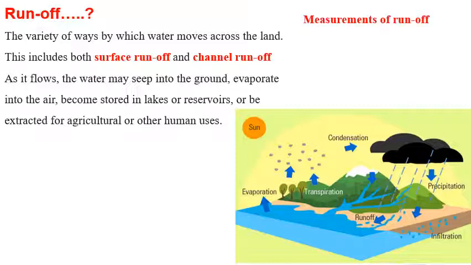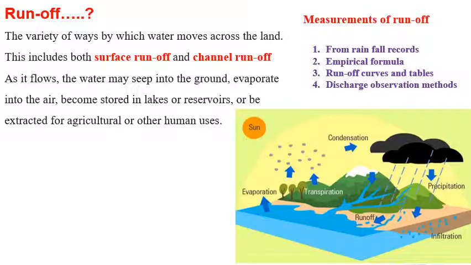And then there are various methods to measure this runoff. These are from rainfall records, runoff can be measured by empirical formula, by curves and tables, or even by discharge observation methods. Okay, empirical from rainfall record means, in this method, consistent rainfall for a sufficiently longer period is taken and recorded, and then the average depth of rainfall over the catchment is determined. Then considering all the factors which affect the runoff process, a coefficient is derived, and an equation is developed, and based on that equation, runoff can be measured, like runoff is equal to rainfall into that coefficient.